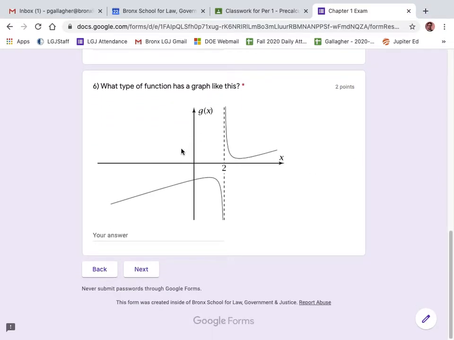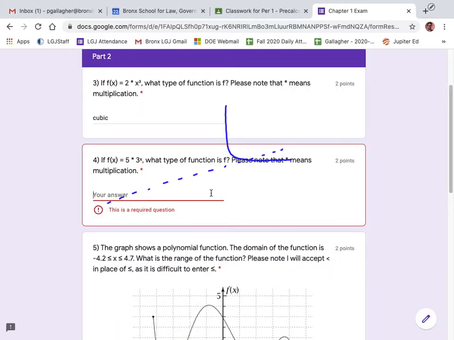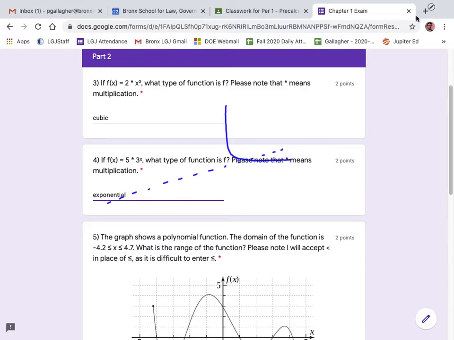So this one, what type of function is a graph like this? This is a rational function. It would help if I could spell. The reason it is not an inverse variation is that inverse variation will hug the axes like this. Rational functions like this one can have what we call a slant asymptote, like that. Inverse functions cannot have a slant asymptote. Silly me. Exponential.